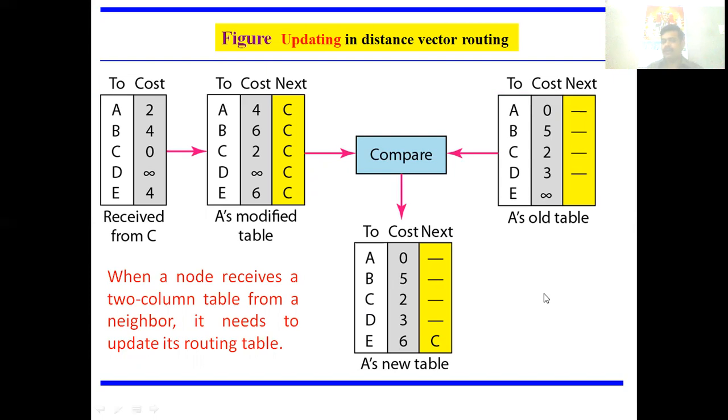This is the distance vector routing. The disadvantages of distance vector routing are two node instability and three node instability.